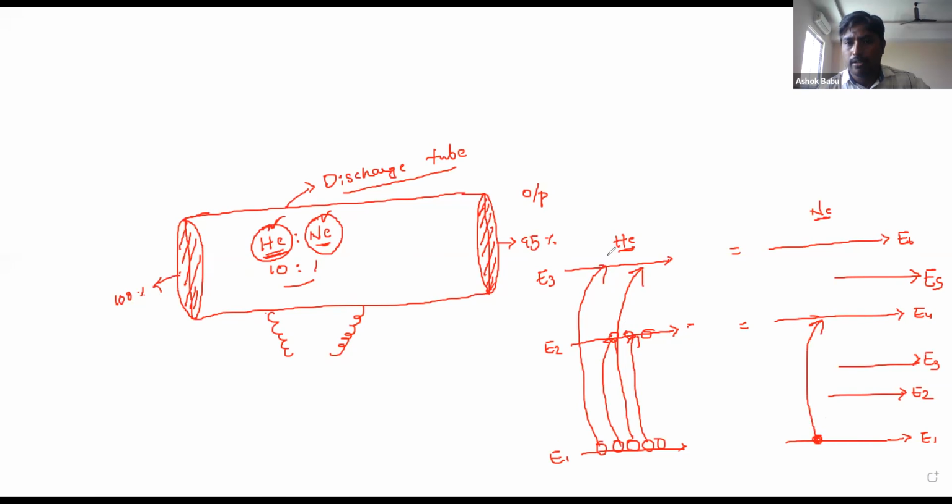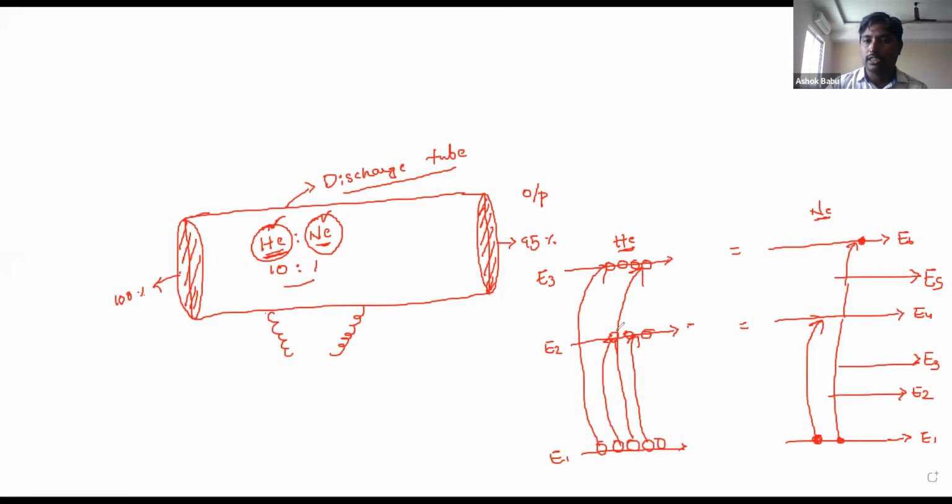At the same time, the helium particles in the E3 energy state are used to excite the neon particles from the ground state to the excited state E6. This means helium particles are not playing a role in the laser transition. They are only used to excite the neon particles from the ground state to the E4 and E6 energy states.